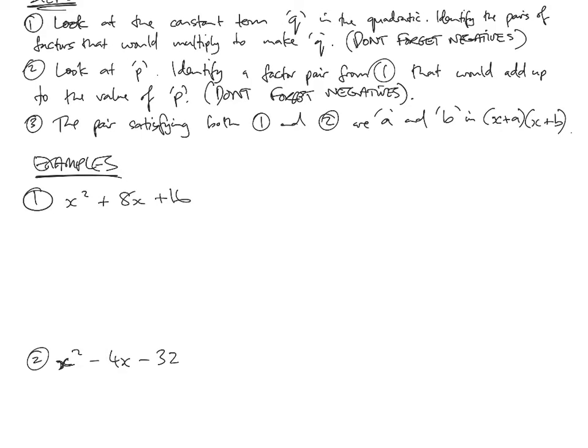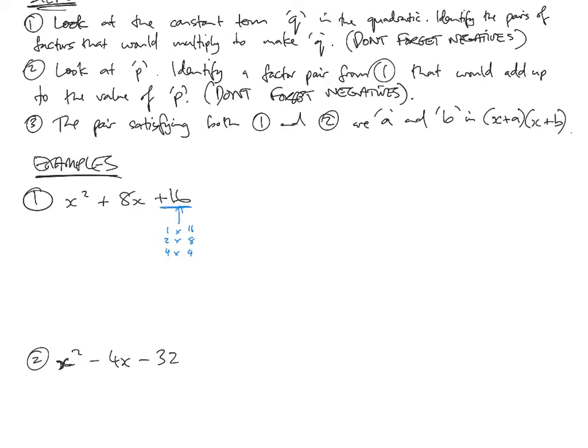Okay, look at the constant term. The constant term is 16. Identify the pairs of factors that would multiply to make it. So 1 and 16, 2 and 8, 4 and 4. Okay, those are the factors. Also remember that negatives would work here as well, as long as both of them were negative. You couldn't have negative 1 times 16 because that would make negative 16, and that's not what this is.